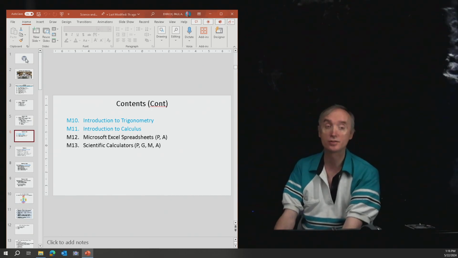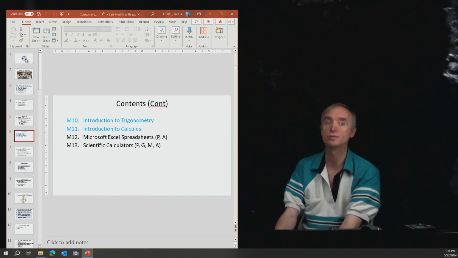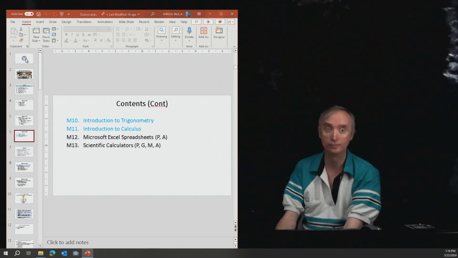So I would not expect you to know any trigonometry for any of my classes, but I just wanted to introduce it to you. And then I also wanted to introduce to you what calculus is about. And then I want you to be able to use a Microsoft Excel spreadsheet and then be able to use a scientific calculator.